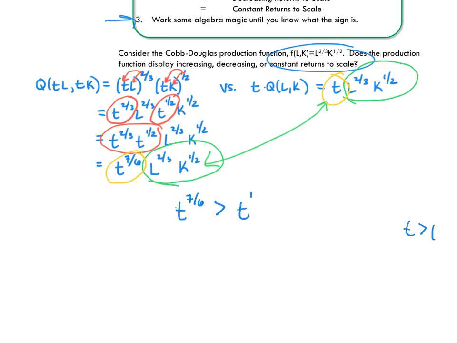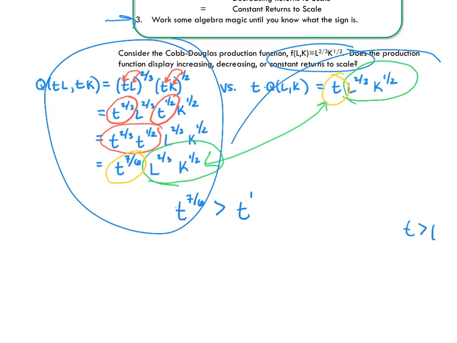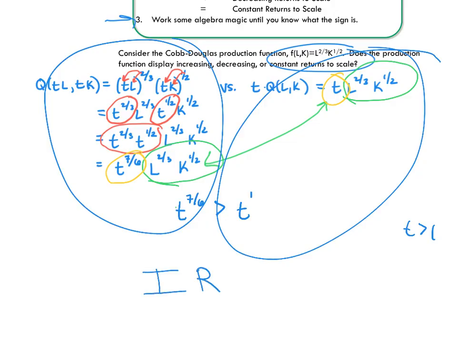So the left side, remember, is what actually happens to output when both inputs are scaled by t. It is greater than the right side, which is the original level of output scaled by t, which then leads to the conclusion that this production function exhibits increasing returns to scale. What actually happens when inputs are scaled by t is more than t times the original level of output.